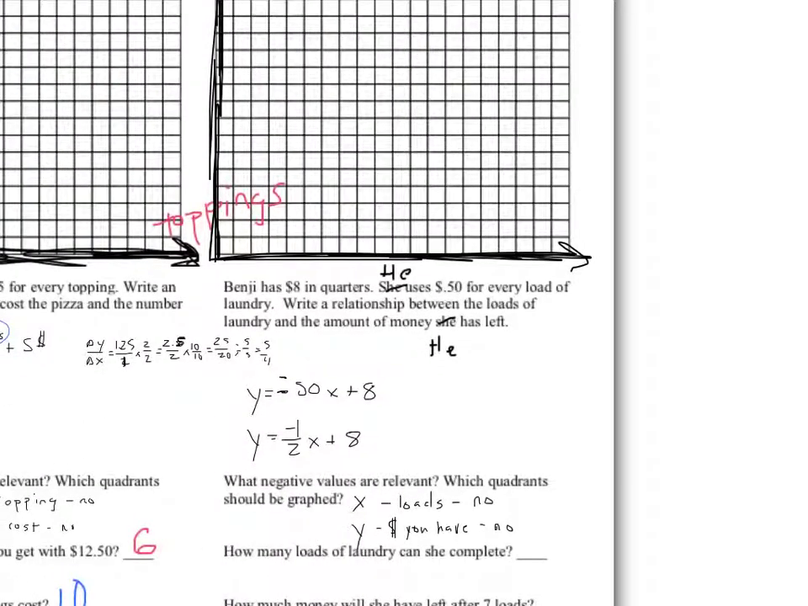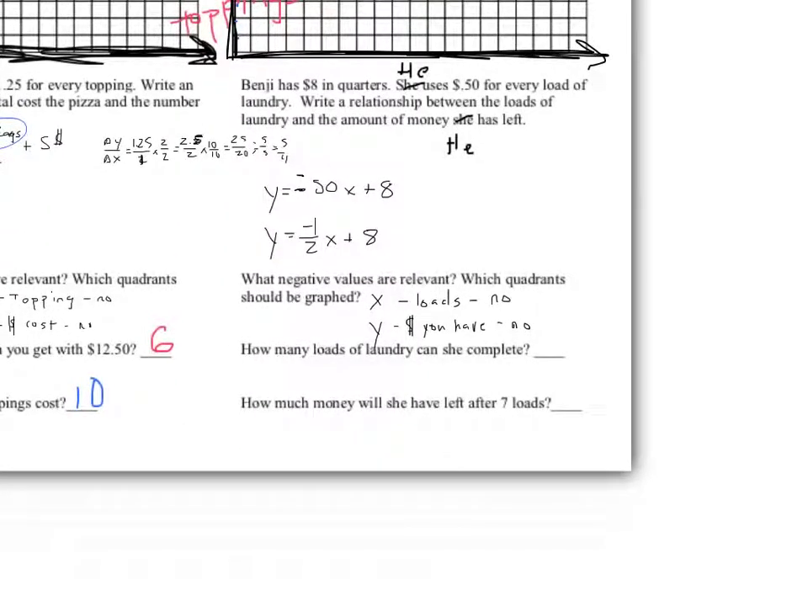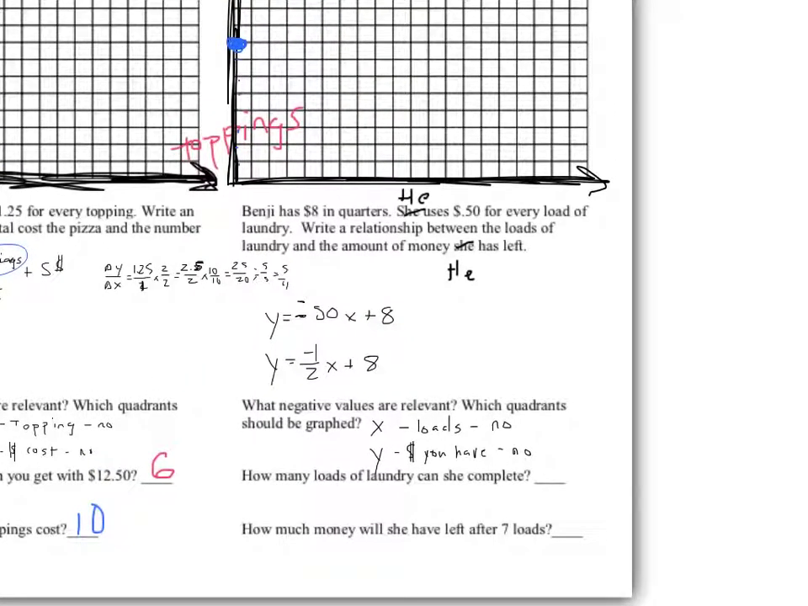What's my y-intercept? Is it here? 8. So I'm going to come up here to 1, 2, 3, 4, 5, 6, 7, 8. What's my change in y? This is where you have to be careful. Samantha? It's a negative 1, so that means we're going down 1.